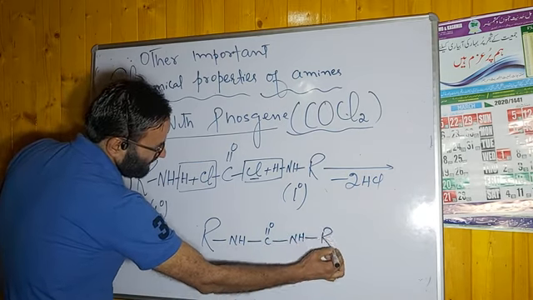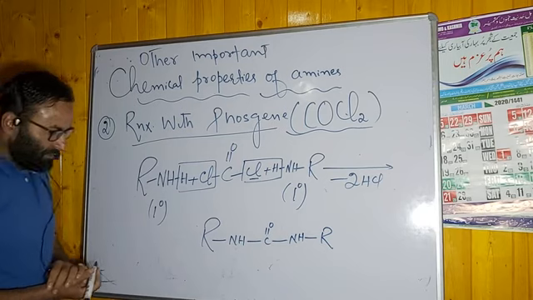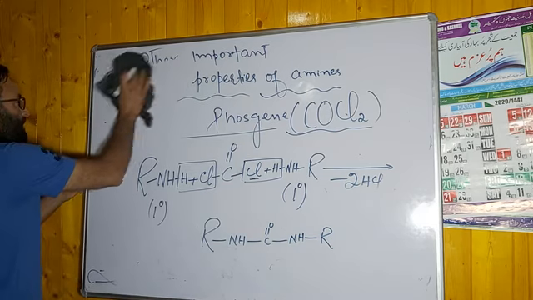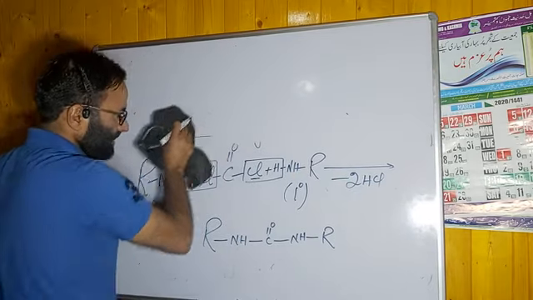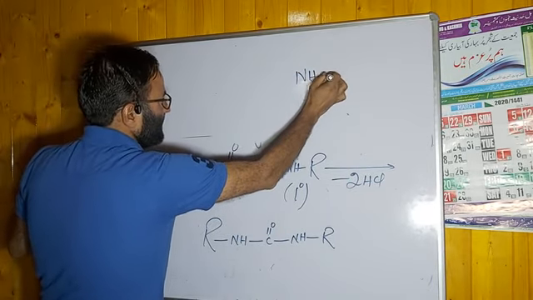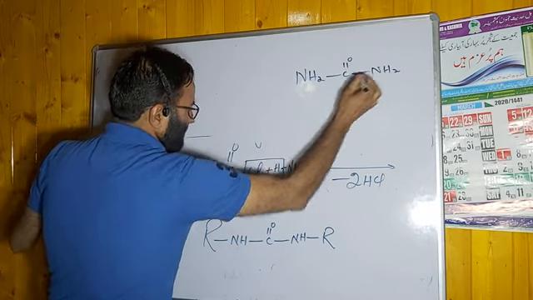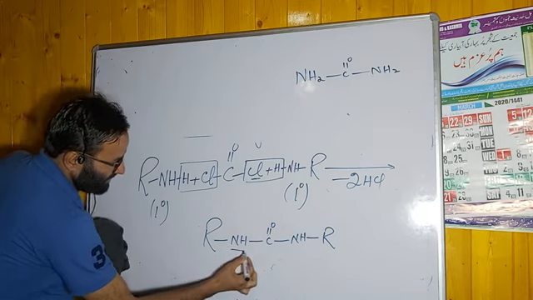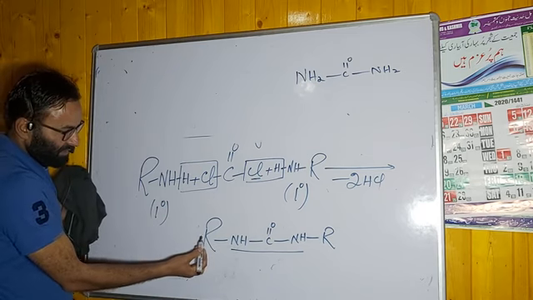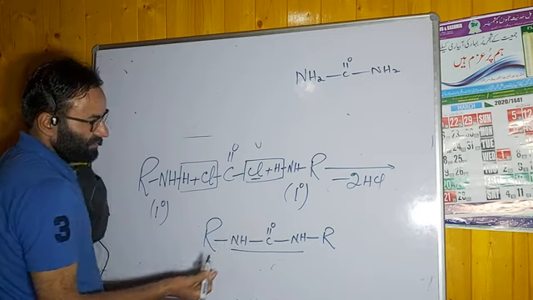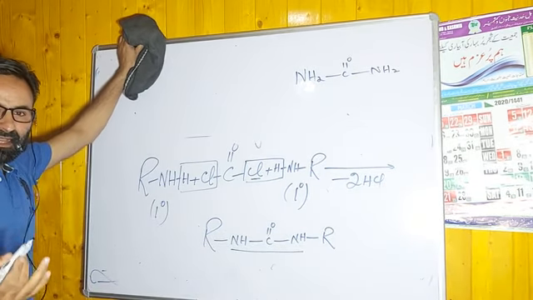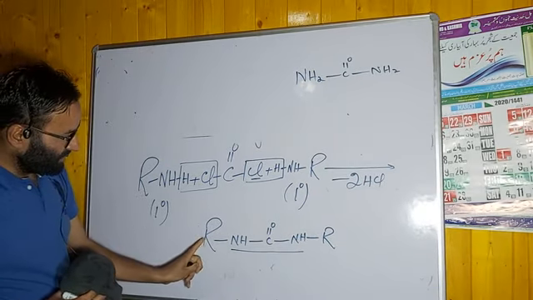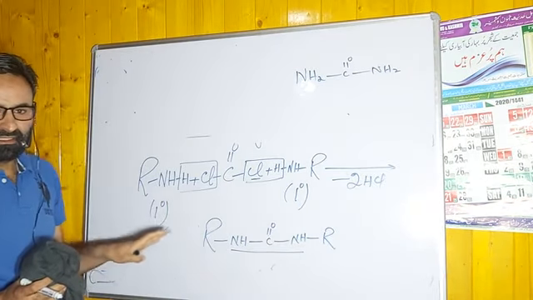NH-R. Remember, if you compare this compound with urea, you know the structure of urea. Urea is NH2, C double bond O, NH2. If you compare this compound with this one, it is clear that this is urea, this is also urea. The only difference is that hydrogen has been replaced by the R. You can say it is dialkyl substituted urea. Actually, it is urea, but two substituents, two R's have been introduced in it. Hence, it is the disubstituted urea.